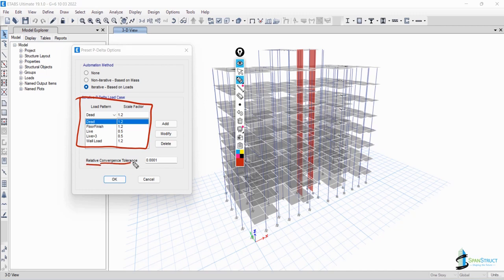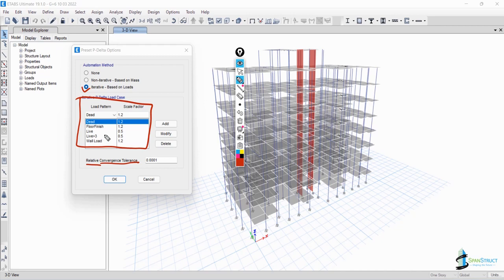After defining the load pattern, let us come to the next term, the relative convergence tolerance. You might be hearing this word for the first time. The convergence tolerance is where we check the displacement along each degree of freedom between successive analysis iterations. As I already told you, the process I have selected is iterative, so there is always a repeating solution.